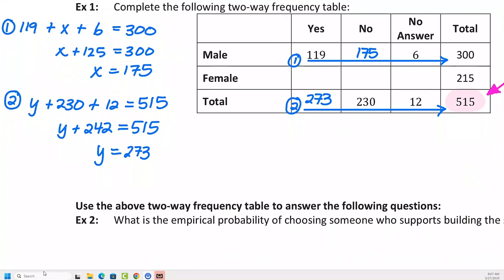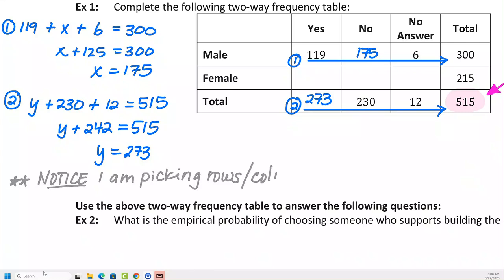How are we doing? At this point, let's just put a little note here at the right underneath this. I'll just say, notice, I am picking rows or columns that have only one unknown.